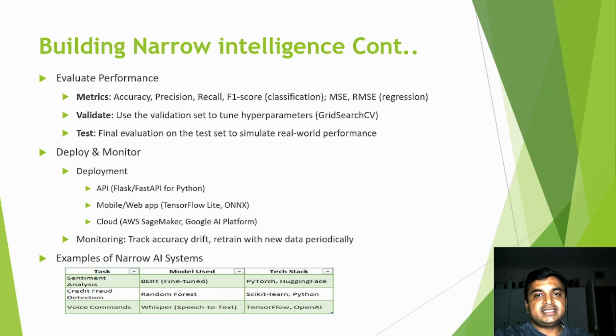Some real world examples of narrow AI: for sentiment analysis, like figuring out if a review is happy or angry, we use a model called BERT. For credit fraud detection, we use a model called Random Forest. For voice commands, we use a model called Whisper to turn speech into text. So that's how we build narrow artificial intelligence systems that can help us with everyday tasks.